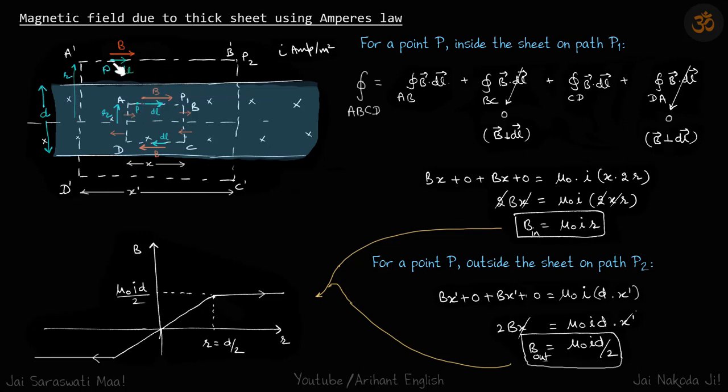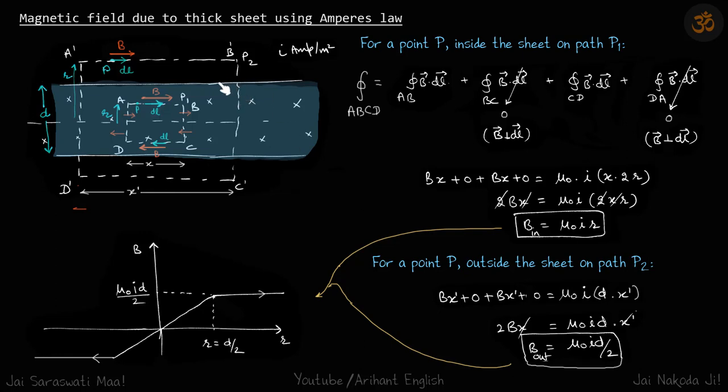Now we want to find magnetic field at a point P outside the sheet. So again we will take a rectangular path, and for these two, A dash D dash and B dash C dash, again it will become 0. And just like this, here it will be B into X dash. For this path also it is B into X dash. So same equation will come here, BX dash plus 0 plus BX dash plus 0.